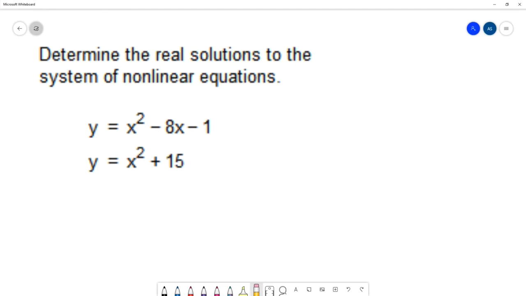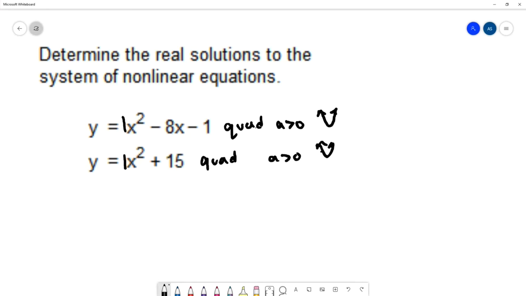These two equations are both quadratic equations, and the graph of a quadratic equation is a parabola. I can tell, so they're both quadratic. And if you pay attention to the leading coefficient, they both have leading coefficients of 1. Anytime that leading coefficient is positive, your parabola will be upward facing. So we're talking about two parabolas that are facing up.